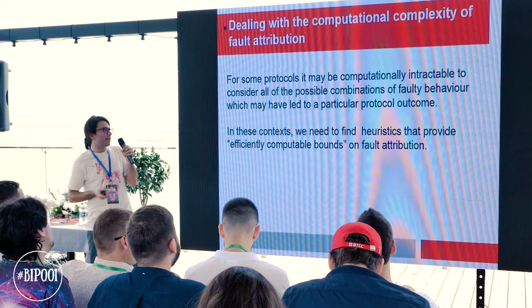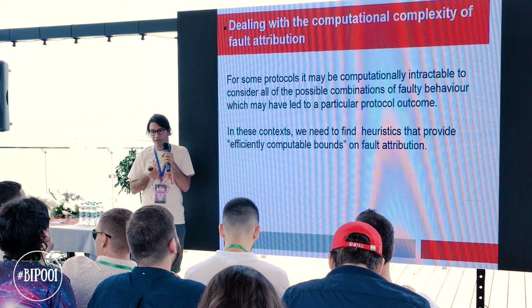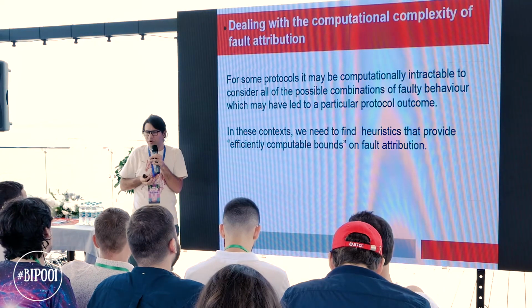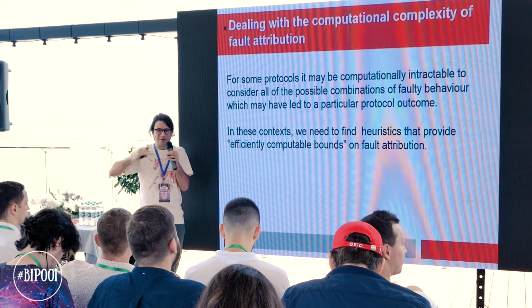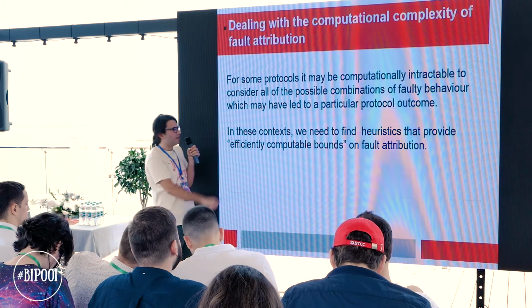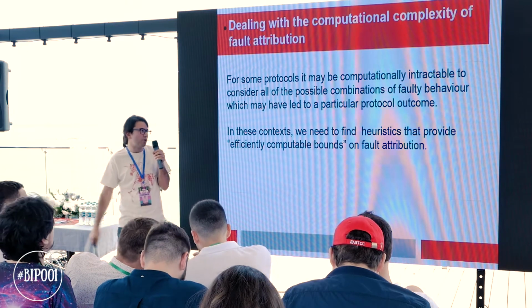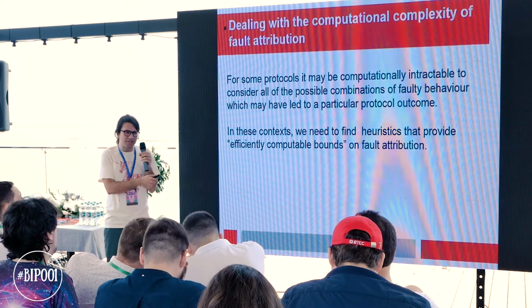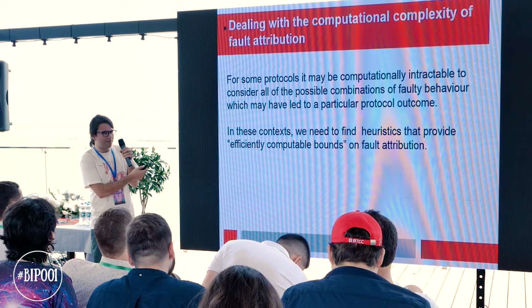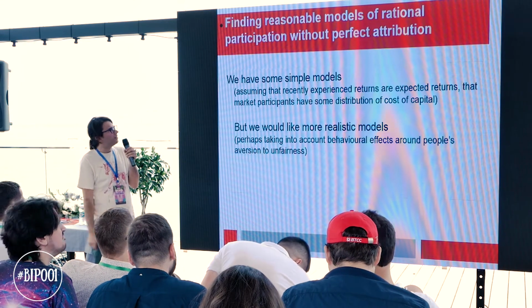Dealing with the computational complexity of fault attribution is interesting also. Sometimes it's going to be very difficult to enumerate all of the possible ways that people could have been faulty in order to lead to this failure. And so we might need to find bounds on fault attribution. The fault attribution protocol that I have now is a brute force thing. It happens to work well for the consensus protocols that I look at, but it may not work well for every protocol.